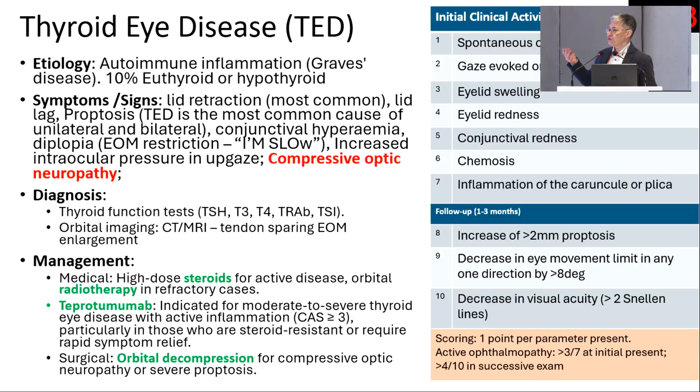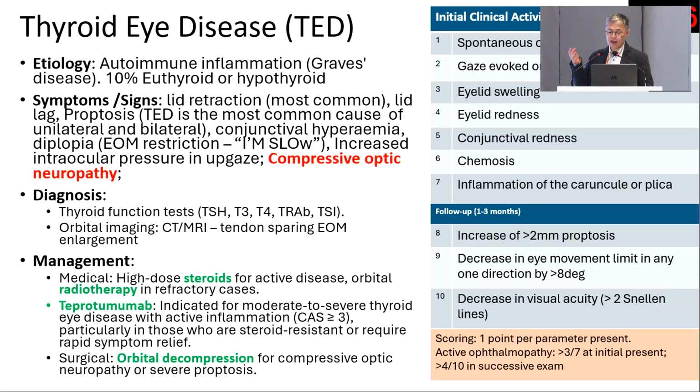And then we have this new wonderful drug called teprotumumab, which most of us can't afford. And if you do have access to this, don't forget it can bring about hearing loss. Right? And finally, there's orbital decompression. But I really wanted you to have a look at this clinical activity score that you have over there. And you look at the number of things that say redness, right? It's 3, 4, 5, 6, and 7, all have to do with redness of the eye.